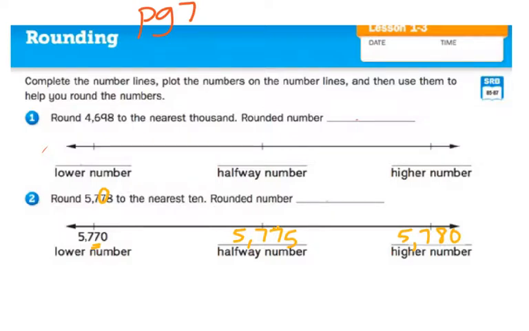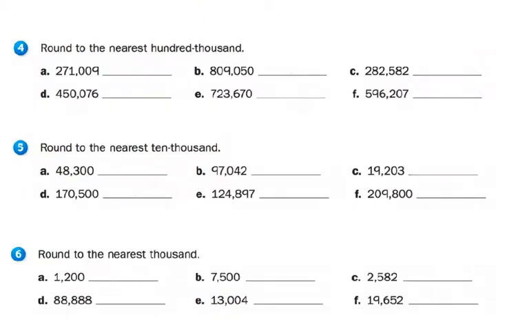So I would say if I was going to put it maybe right about here on the number line, then is it closer to the lower number of 5,770 or 5,780? And it is closer to 5,780. Now, in each of the following, number 4, 5, and 6, I'm going to do one in each section. And then I want you to try it yourself. If you get stuck, I can work on it with you during our time in Zoom together.